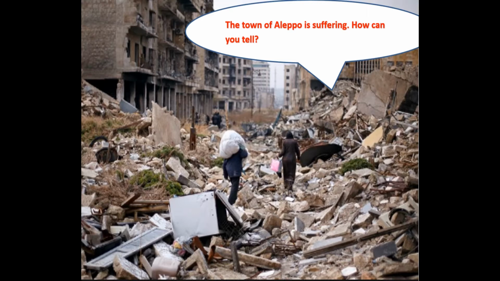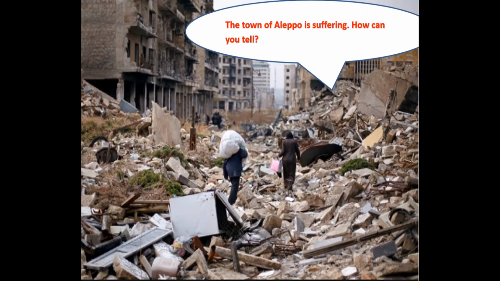I can tell you the town of Aleppo is suffering, but what evidence can you give for that? So if I asked Noah, how can you tell that the town of Aleppo is suffering? What evidence would you give for that? If you could post your answer in the chat, please, that would be awesome. Can you tell me where you can see it? Can you give me some evidence? Describe something in the picture that suggests the town is suffering.